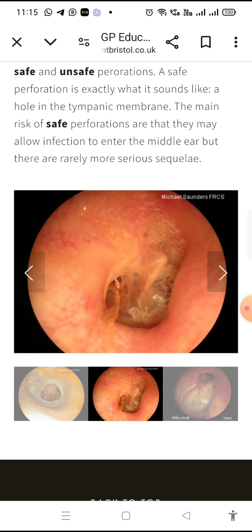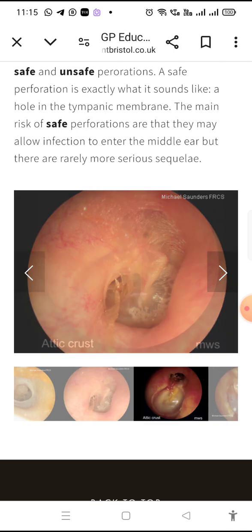Now you see an unsafe perforation where it almost extends to the bony rim. The annulus is not surrounding. The annulus acts as a protective barrier, preventing the migration of outer canal skin into the middle ear. That is the amazing protection that the annulus offers. In the absence of the annulus, the outer canal skin can migrate into the middle ear, skin in the wrong place. That is called cholesteatoma.